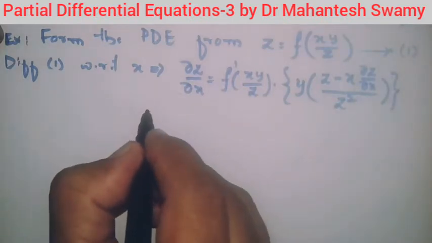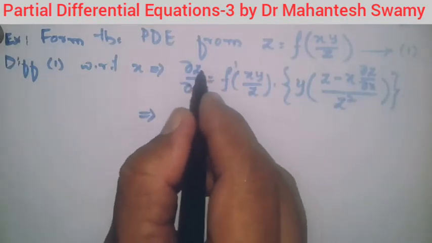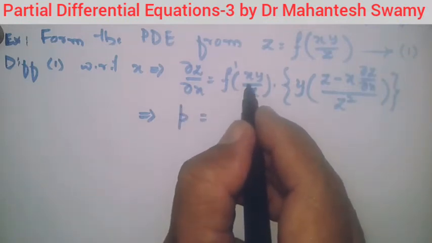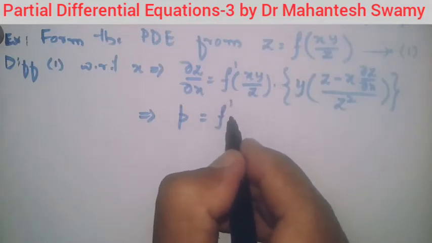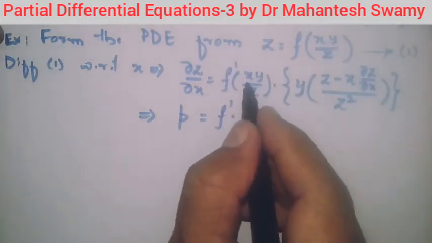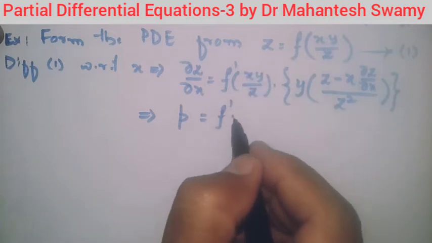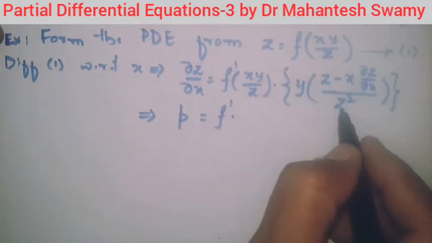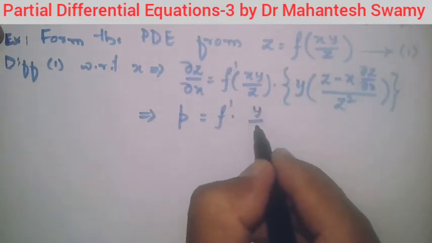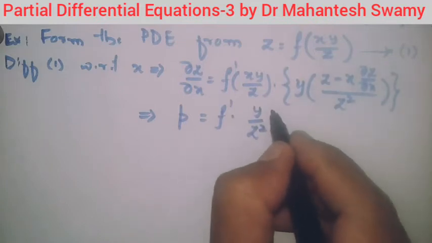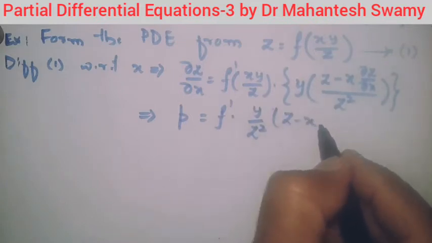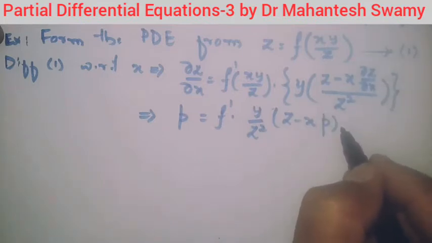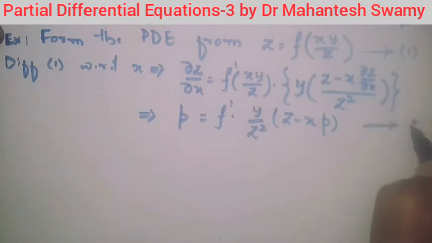Let us write this in a simple way by writing dou z by dou x equal to p, that is equal to, let us write this as f dash. We will skip writing the argument. So multiplied by, what is the resulting thing here? Y by z square. So that is y by z square into the bracket z minus x into dou z by dou x is p. So this much we are getting, and let us call this as equation number 2.